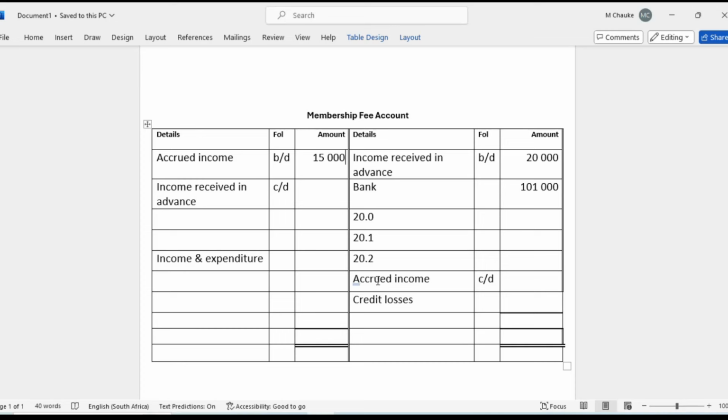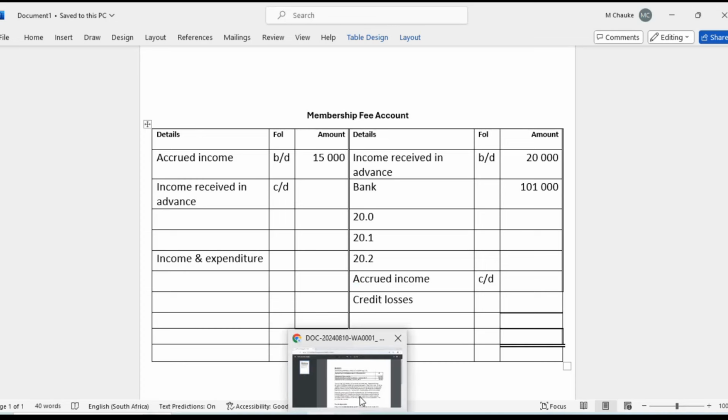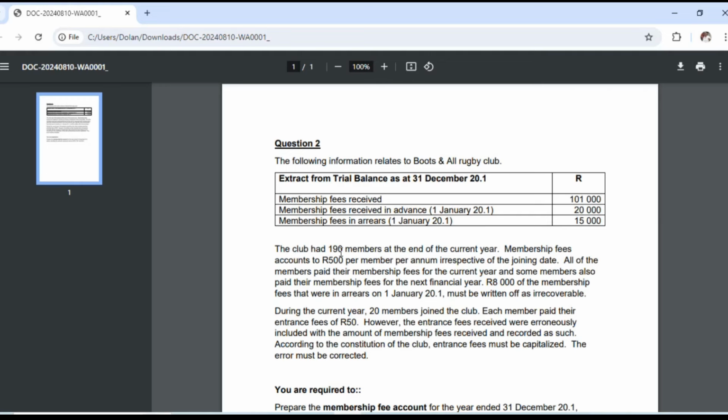And then now, let's proceed with the additional information and see what they are saying. The additional information says the club had 190 members at the end of the current year. Membership fees amount to 500 per member per annum, irrespective of the joining dates. All the members have paid their membership fees for the current year. What does that mean? It means we do not have accrued at the end.